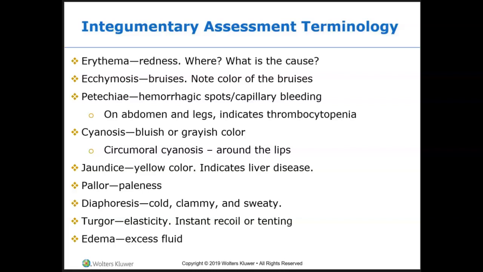Cyanosis, is it bluish or grayish in color? Is it circumoral cyanosis, can't say that today, around the lips, right? Jaundice, do they have a yellow color to the skin, which could be indicative of liver disease or of the liver shutting down? Pallor, are they pale? Diaphoretic, are they cold, clammy, sweaty? Turgor, is it elastic? Does it have instant recoil or does it tent? Edema, is there excess fluid, right? All of these things, right?